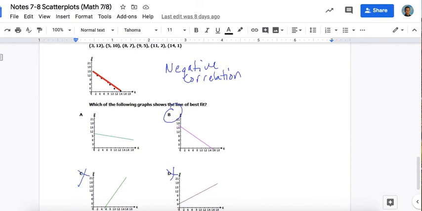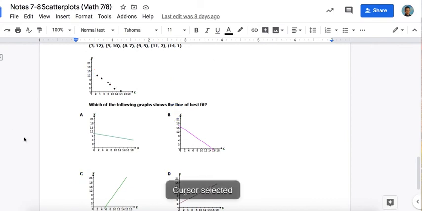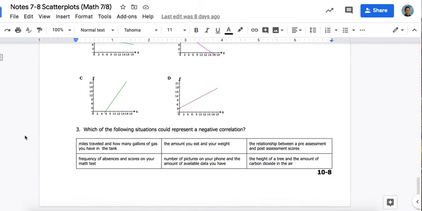Okay, and our third and final example here. Which of the following situations could represent a negative correlation? Remember, we're looking for a situation where one increases and the other decreases. So the first situation, miles traveled and how many gallons you have in the tank. As your miles increase, what happens to your gallons of gas? It goes down. So that would be one positive, one negative. So yes, that is a negative correlation. As one increases, the other goes down.